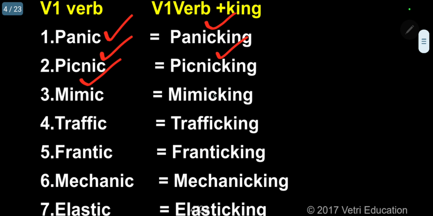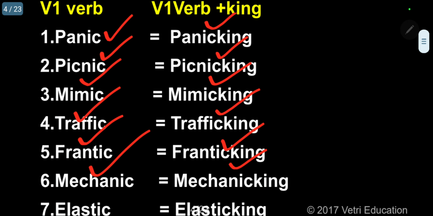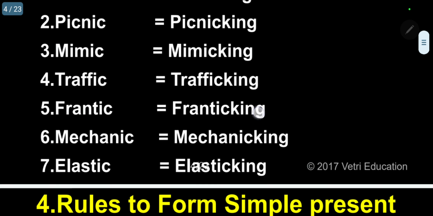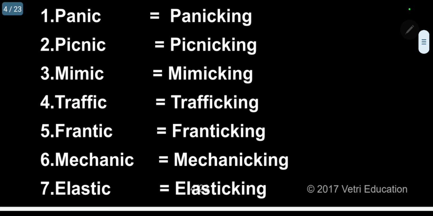Mimic, mimicking. Traffic, trafficking. Frantic, franticking. Mechanic, mechanicking. Elastic, elasticking. If you see all these verbs, you can observe that wherever C is ending in the V1 verb, king is additionally added. This is rule number one.